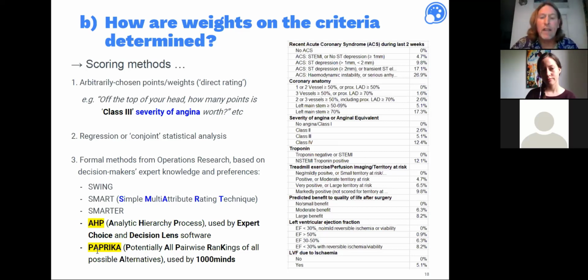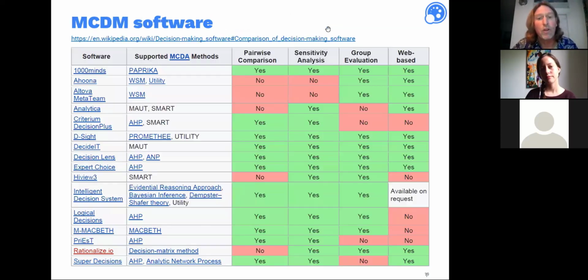And of course, nowadays, most of these techniques are implemented using computer software. And here's a comparison table from Wikipedia, which is a very up-to-date summary of the software internationally that does that. There's 1000minds that we've created and we've been doing for 20 years. Here's the other couple that I talk about in a whole bunch as well.